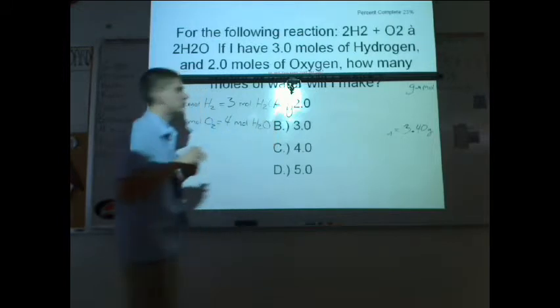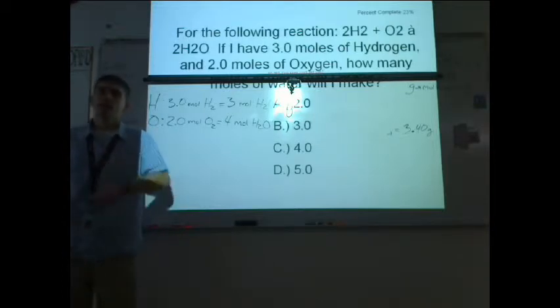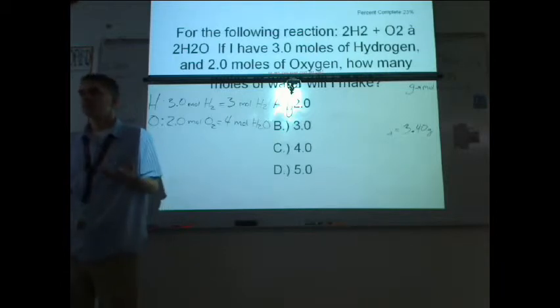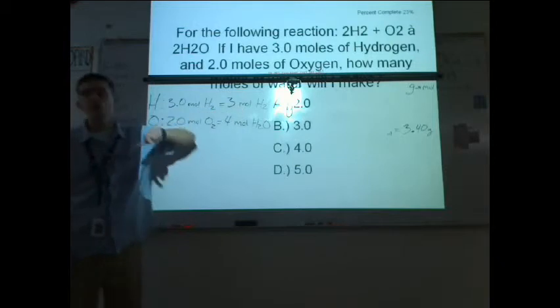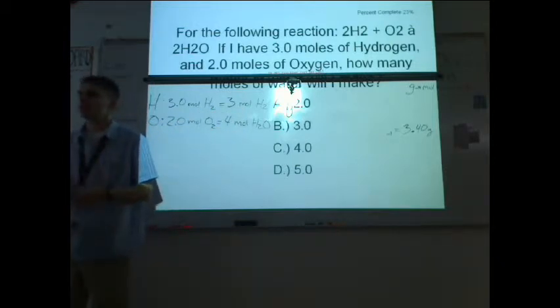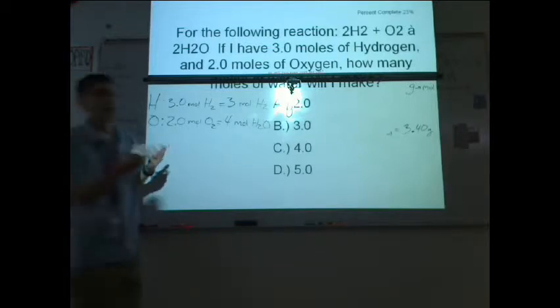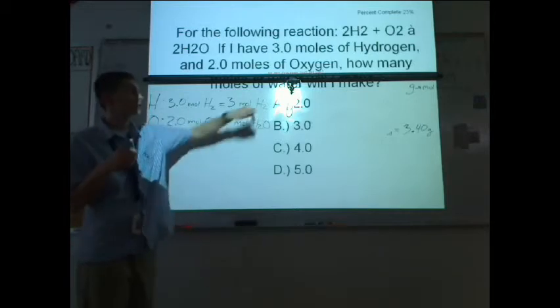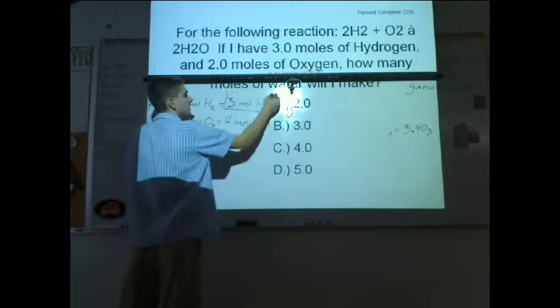Okay, so it's just like the sandwich. If I have enough bread to make 2 sandwiches and I have enough meat to make 5 sandwiches, how many sandwiches can I make? 2. So I have enough hydrogen to make 3 waters. I have enough oxygen to make 4 waters. So how many waters can I make? 3. Yeah. You always choose the smallest number. So do them both. Get your answer twice. And then you choose the smallest number.